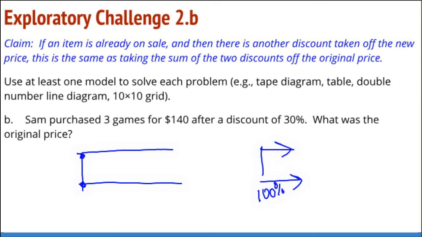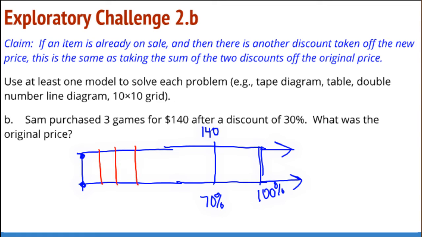I don't know the dollar amount of the discount. I just know the price after the discount. So that's 70%, and I know that that was $140, and I'd like to know what the total was. And I'm going to break this into tens because 70 and 100 are both divisible by 10. So 10, 20, 30, 40, 50, 60, 70, 80, 90, and 100.